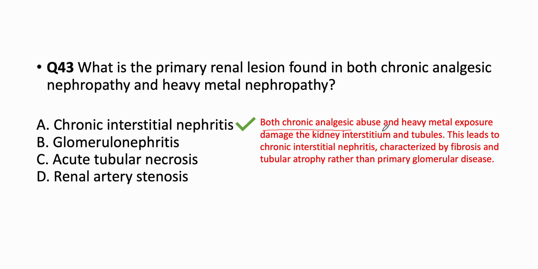Both chronic analgesic abuse and heavy metal exposure damage the kidney's interstitium and tubules. This leads to chronic interstitial nephritis, characterized by fibrosis and tubular atrophy, rather than primary glomerular disease.